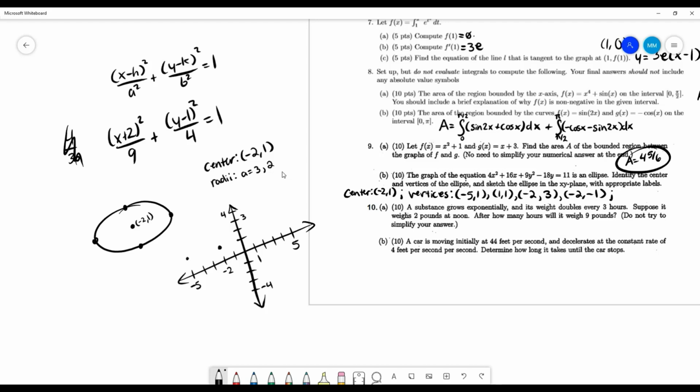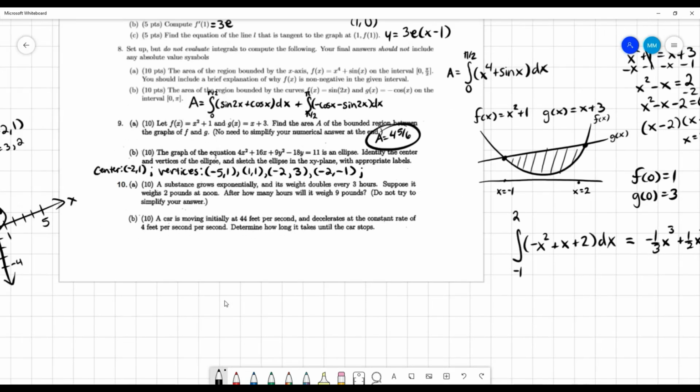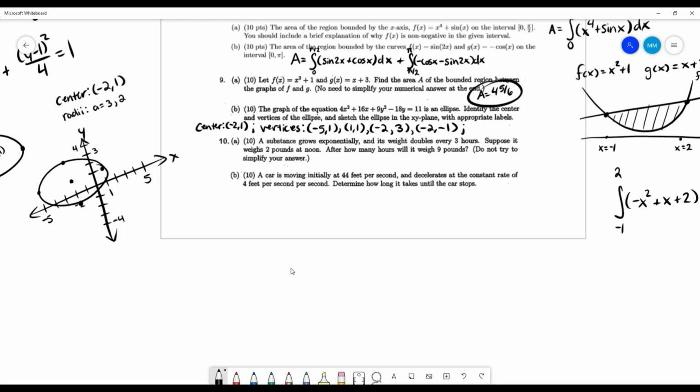One of our vertices is here. Another is here. Another is here. And another is here. So our ellipse is going to look, oof, that was ugly. Our ellipse is going to look something like that. That's our sketch. Okay. Sorry. Okay. On to number 10.